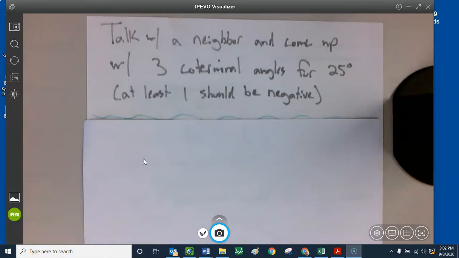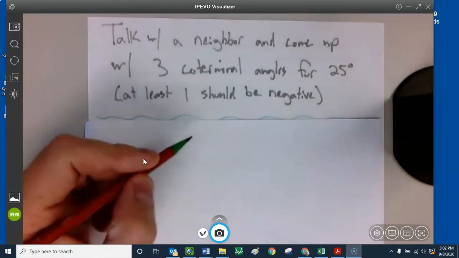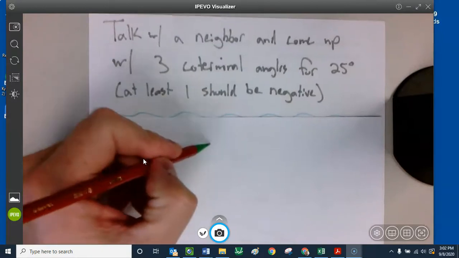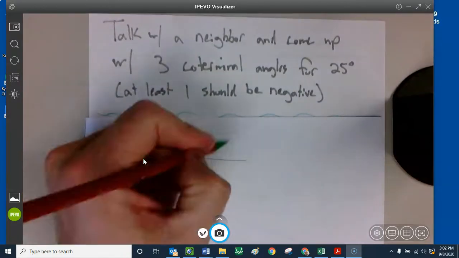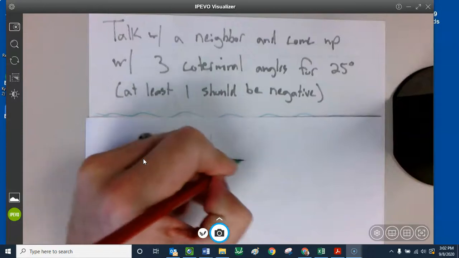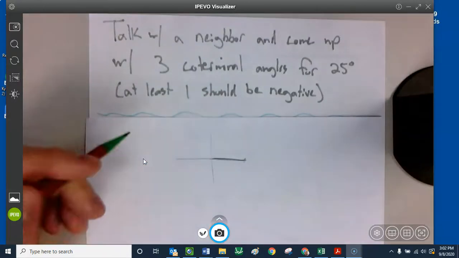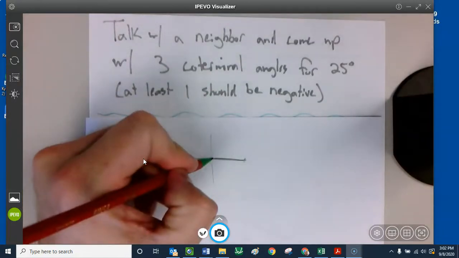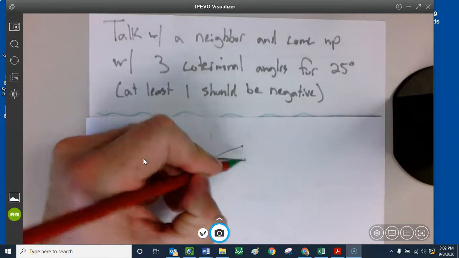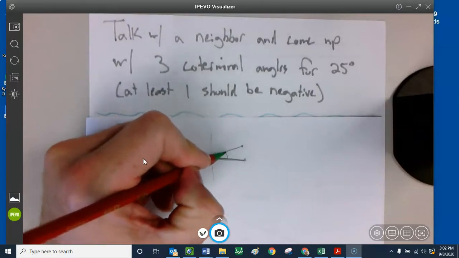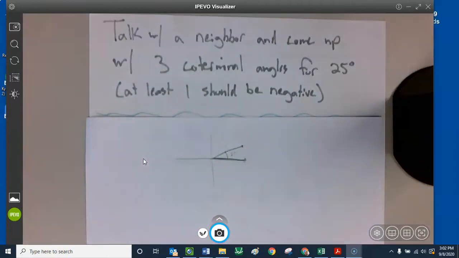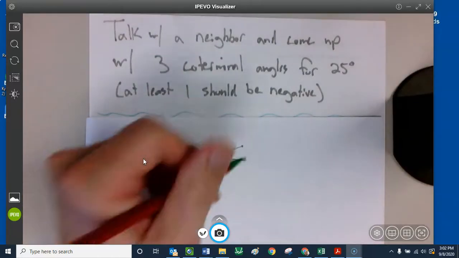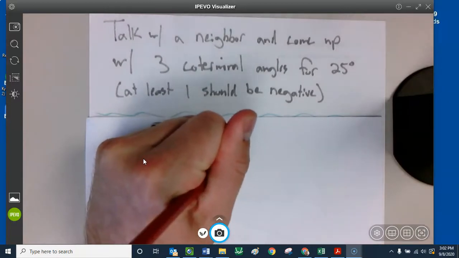Okay, hopefully you're back. I talked about drawing a picture, and that's helpful. So I'm going to draw an XY axis. We're always going to start from the positive, and then we want to go 25 degrees up. So maybe that's somewhere around here. Initial side, terminal side, 25 degrees. So now I want another one that starts and ends at those two, but isn't 25 degrees. Sorry, 25 is hard to see.